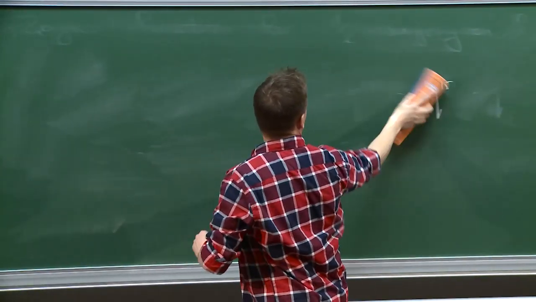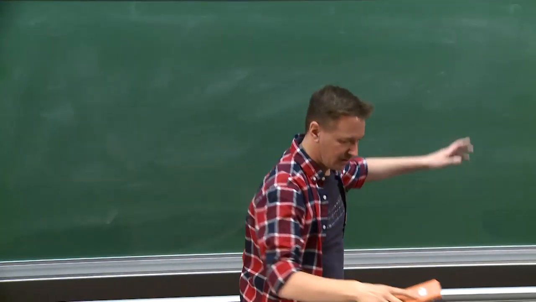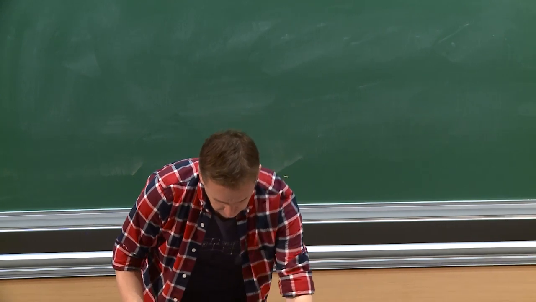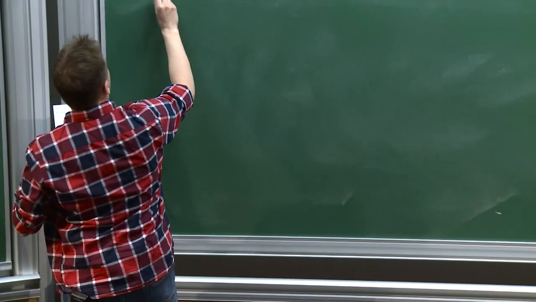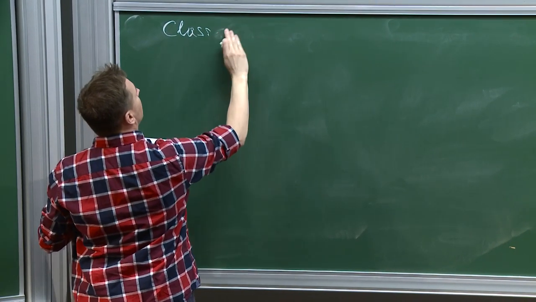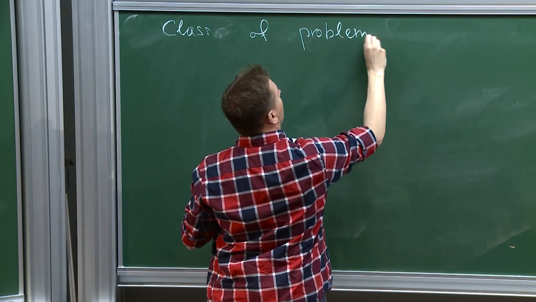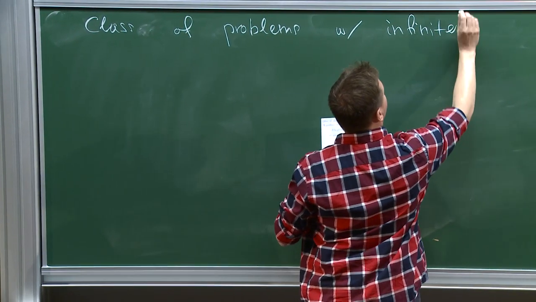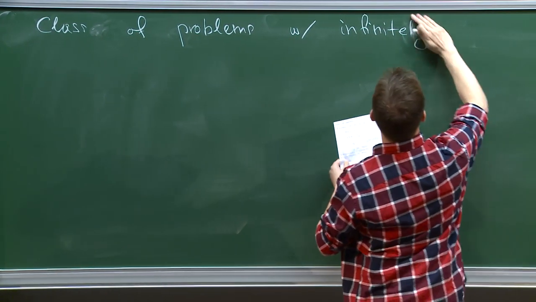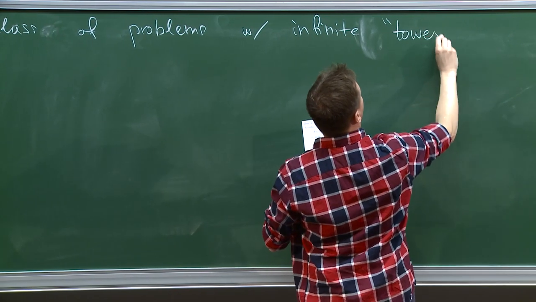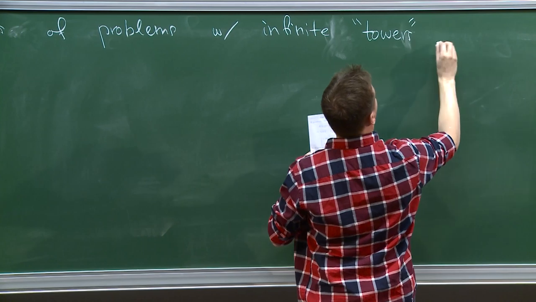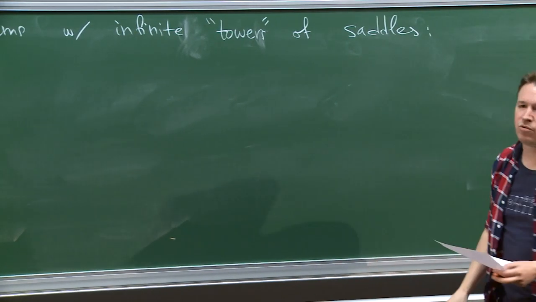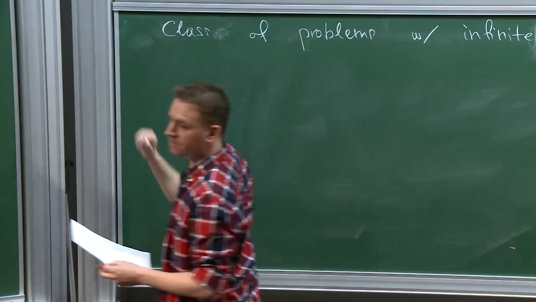So what is this class of problems where this picture on the right side of the board is realized? When is it relevant? So, a class of problems with infinite towers, let me call them towers, of saddle points, where each critical point, saddle point, comes in multiple infinite copies, which I'll call towers.